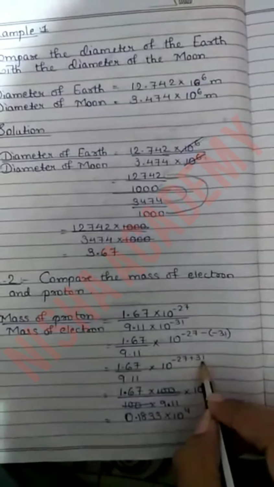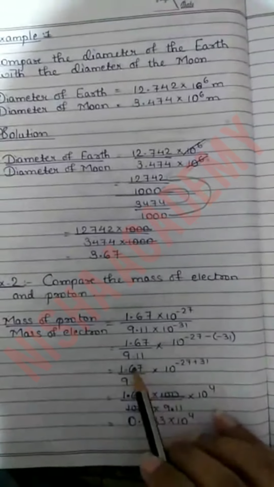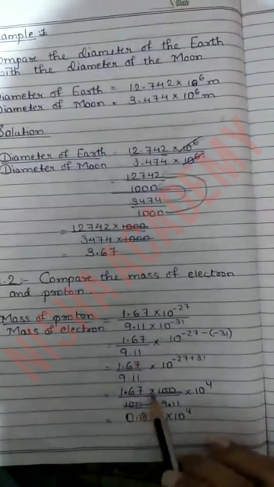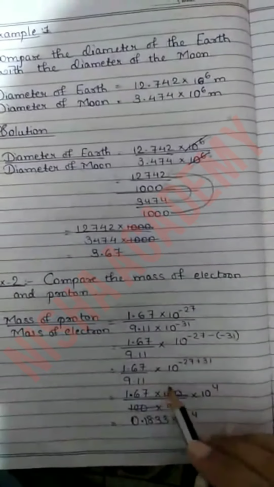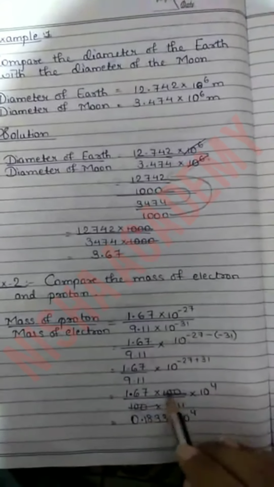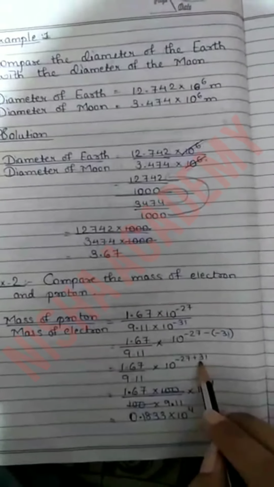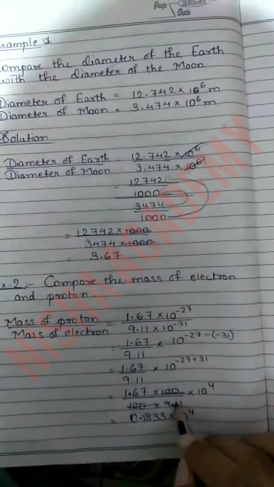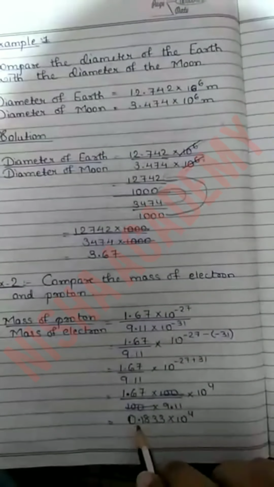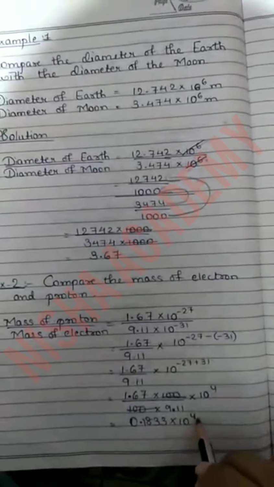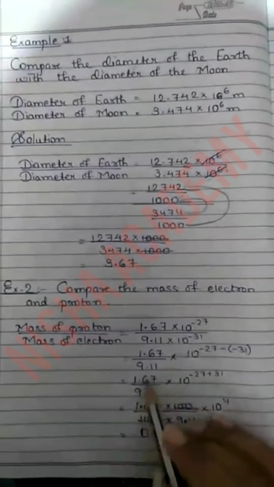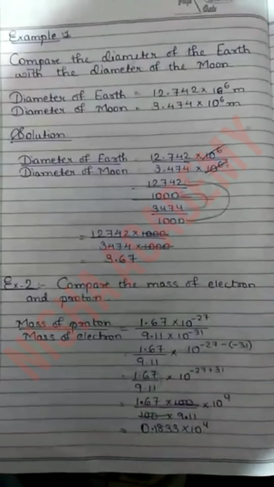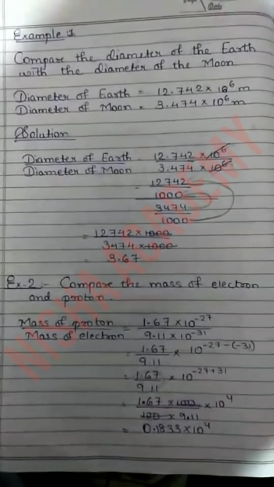So it will be minus 27 plus 31. Now firstly convert this decimal number into fraction. So it will be 167 upon 100 into, this will go inverse, so it will be 100 upon 911. 100 cancels, and minus 27 plus 31 is 10 raised to 4. Just divide 167 with 911. You will get approximately 0.1833 into 10 raised to 4. Main thing is you need to divide both very carefully. If it gets cancelled, you have to cancel it, or you have to directly divide it.